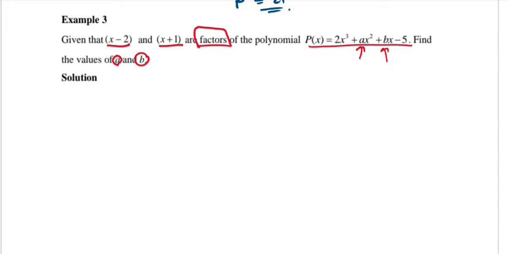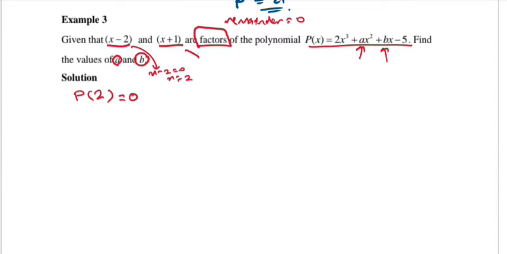Okay? So what you should take out is, remember, when it's given that it's a factor, it means that the value of the remainder is equal to 0. The remainder of these two factors will be equal to 0. So what should we substitute into the polynomial? What value of x? Now, this is x minus 2, so x minus 2 equal to 0 is just x equal to 2. So when you substitute 2 into the polynomial, your remainder must be equal to 0.